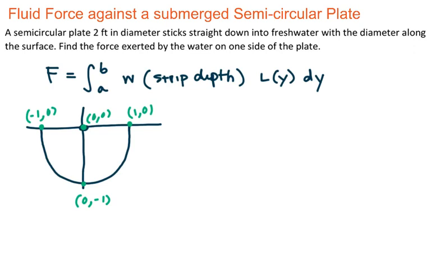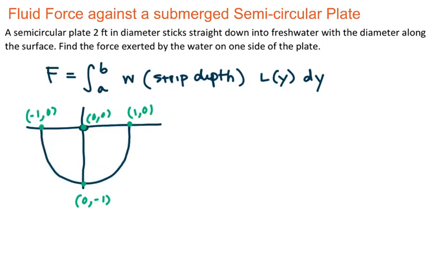All right, and it says that the diameter runs along the surface, right? The diameter is going along the surface. So we know we're right up here at 0, 0. It's not submerged down below the surface. So first thing we need to do is come up with an equation for this shape. And this shape is the bottom half of a circle, radius 1, right? So we're going to need to come up with our length equation. So we need to figure out a way to represent this depth. And this is the bottom half of a circle.